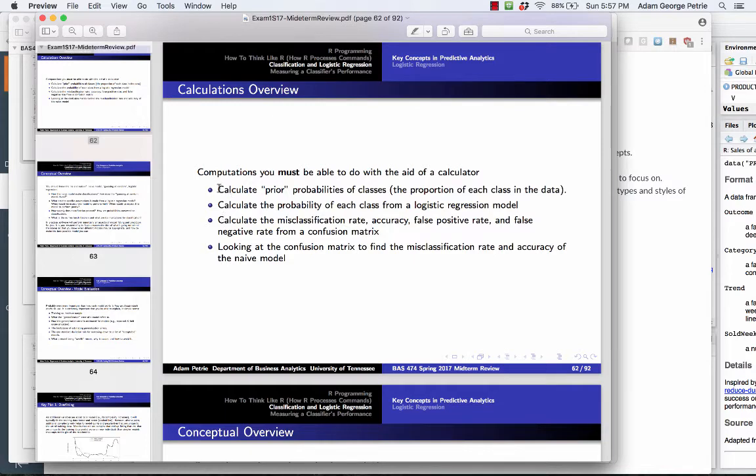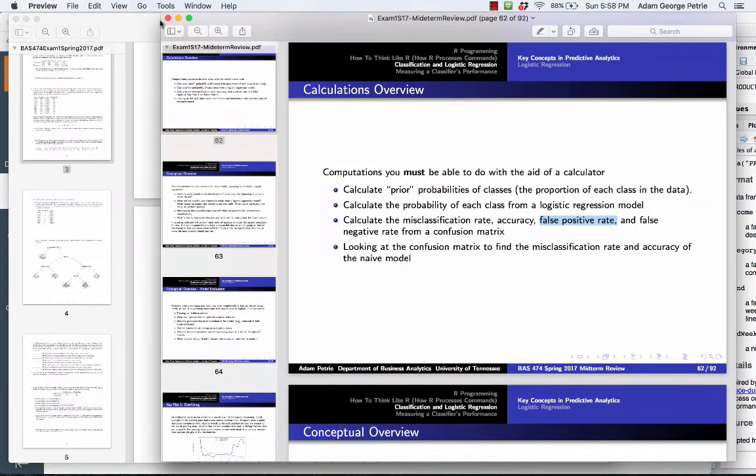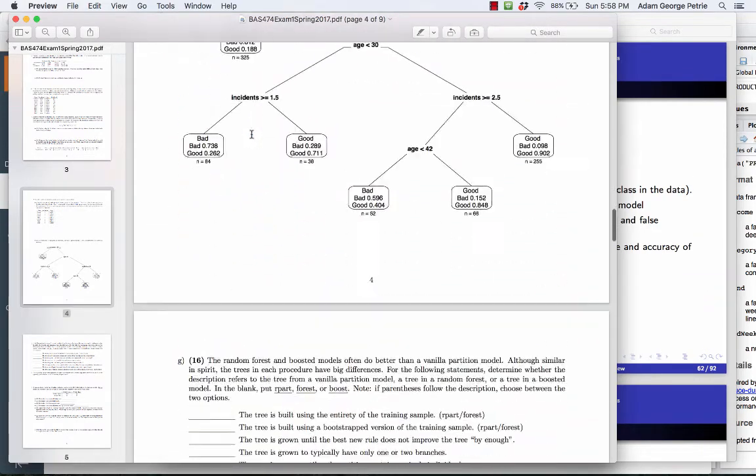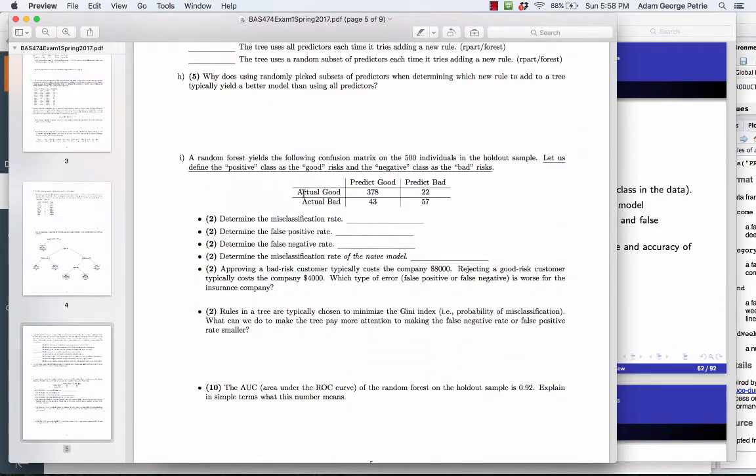Also, along with that confusion matrix, where you'll be calculating, say, prior probabilities, is the expectation that you'll be able to calculate the misclassification rate, the accuracy, the false positive rate, and false negative rate from a confusion matrix. So something very similar to what I had asked the last time around. I gave everyone a confusion matrix and said, all right, let's calculate some things. So be prepared to answer questions like this based on the appearance of a confusion matrix.